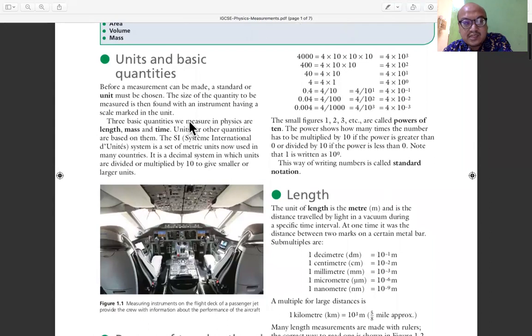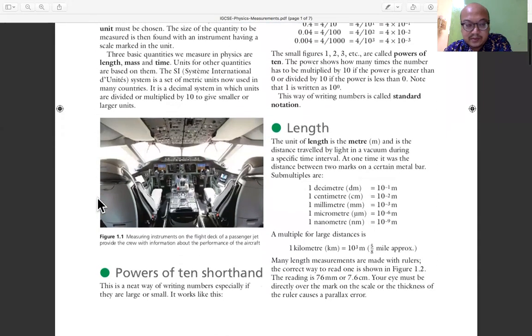Three basic quantities we measure are length, mass, and time. Units for other quantities are built from their units. This is the SI, the Système International d'Unités, or International System of Units. This set of metric units is now used by many countries. It is a decimal system, with units divided or multiplied by 10 to give smaller or larger units.